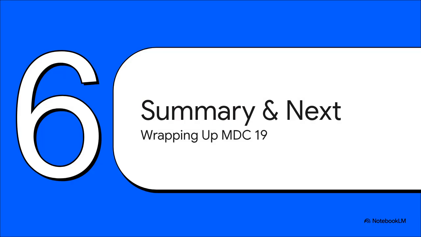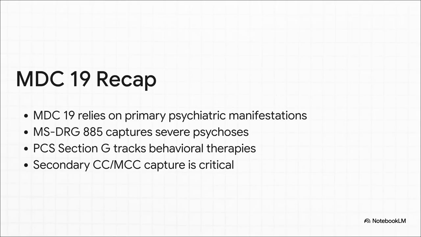And that brings us to Section 6, Summary and Next Episode Teaser. To sum it all up, mastering MDC-19 requires you to connect the dots. You have to link acute clinical risk to the correct primary psychiatric manifestation. You must use ICD-10 PCS Section G to track detailed behavioral health route operations, and to survive audits, you need strict validation of the inpatient level of care while rigorously documenting secondary medical comorbidities to capture true severity.